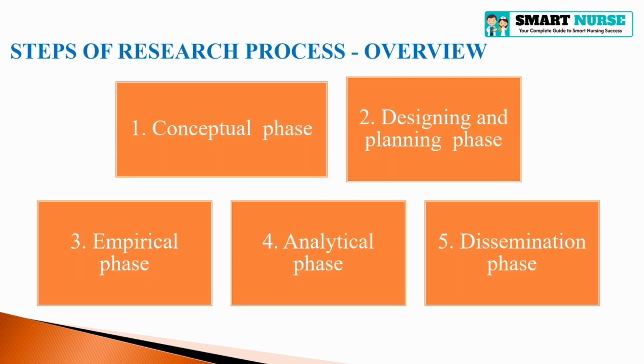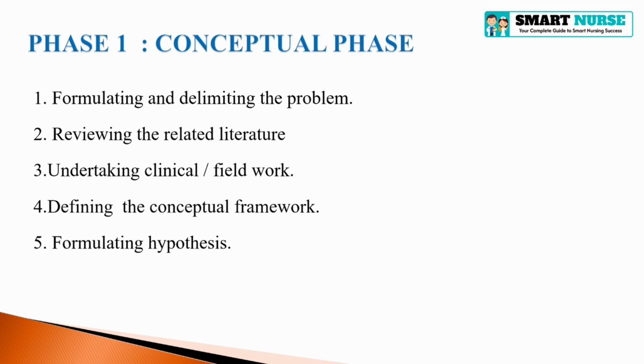And now come to the steps for nursing research. Already I said what all the steps are that you can use for the research process. Mainly you can see the conceptual phase, designing and planning phase, empirical phase, analytical phase and dissemination phase. So first you come to the conceptual phase, formulating and delimiting the problem. Designing follows after you make the conceptual phase.